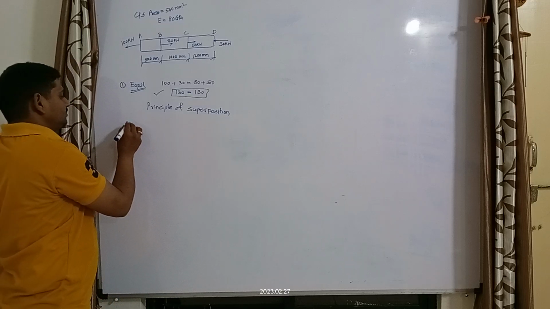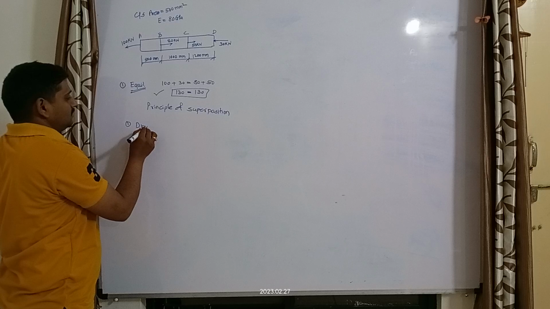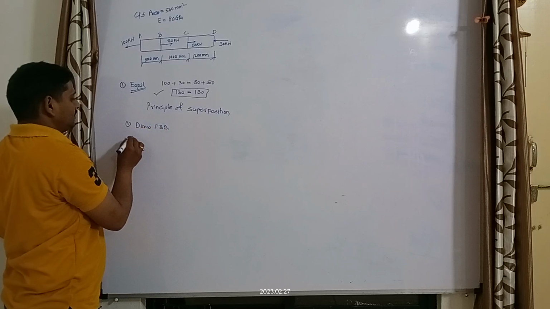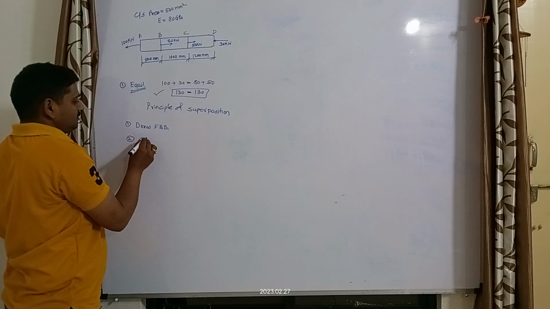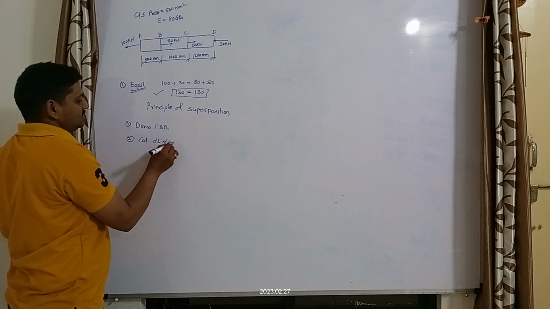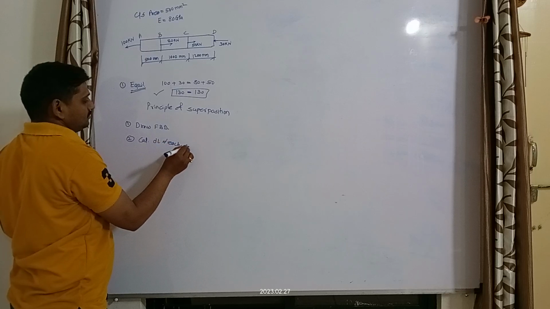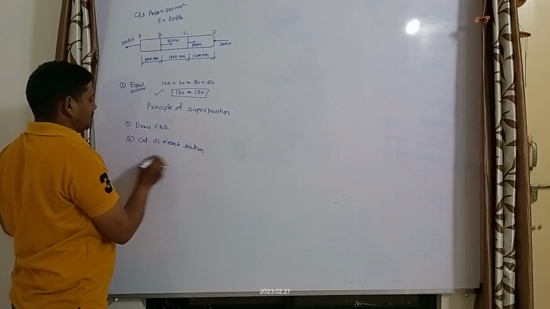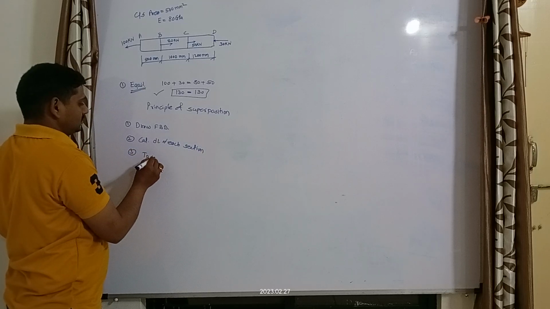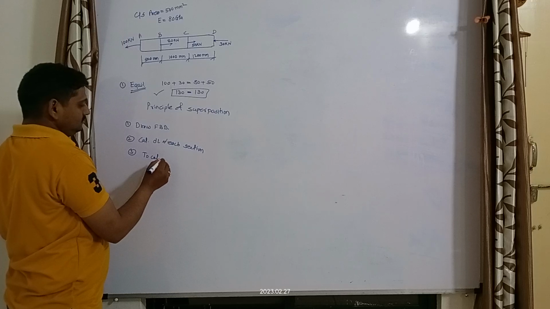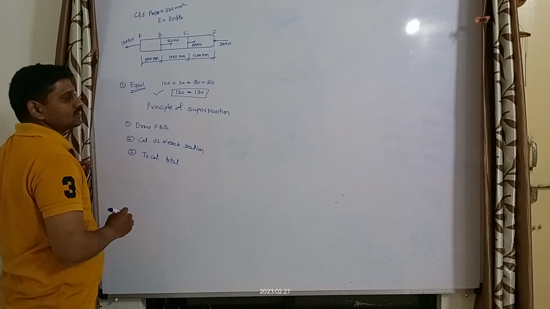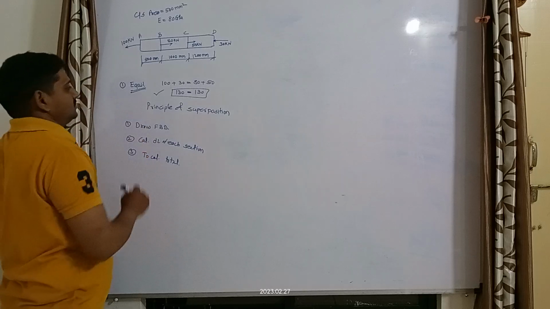In that, the first step is to draw the free body diagram. Afterwards, calculate the change in length for each section. And the last step is to calculate the total change in length. Now, how to calculate this?